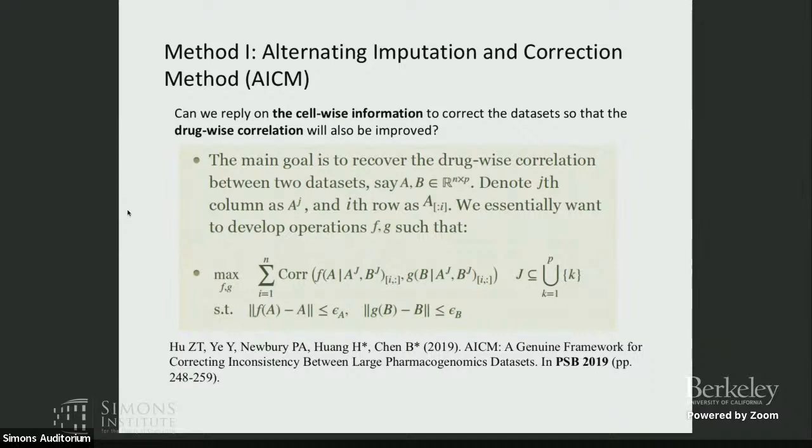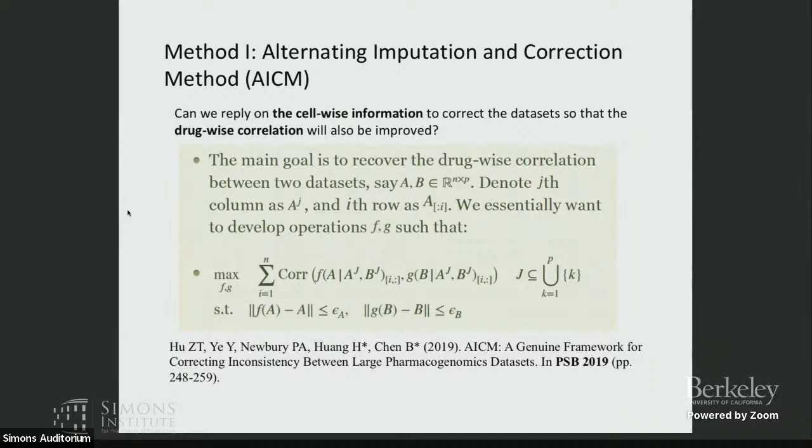The F and G here can be considered as operations we want to apply on the matrix, based on the column-wise structures of the data or the column-wise consistency information. What kind of operations can we find that can help to improve the correlation between the rows, or between the drugs? This is not really an objective function, because there's no way for us to optimize it. This is really just trying to show the ideal goal we want to achieve. But what we can really do at this moment is just find some reasonable operations on the matrices to improve the row-wise correlation.